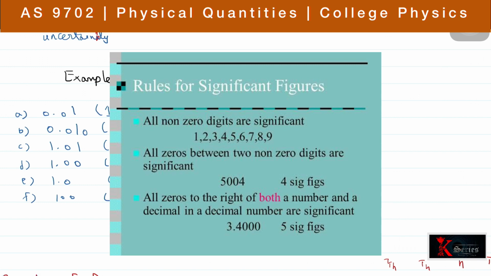Why? Because all the zeros between the two non-zero digits, the two non-zero digits here are 5 and 4, and all the zeros in between would also be significant, right? So 5004 is equal to 4 significant figures. And the third one is that all zeros to the right of both a number and a decimal in a decimal number are significant. For example, there is a value of 3.4000. So we know that this is equal to 5 significant figures. Why? Because all zeros to the right of the number and the decimal are significant. So all the zeros which are to the right of 3.4 are significant, right?